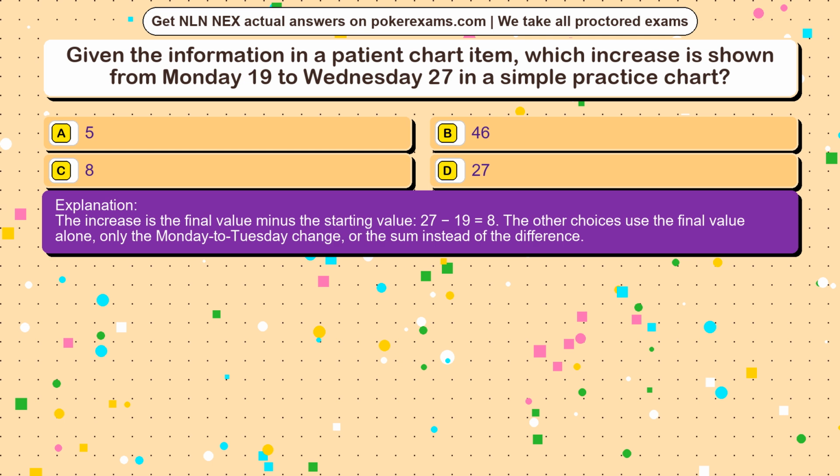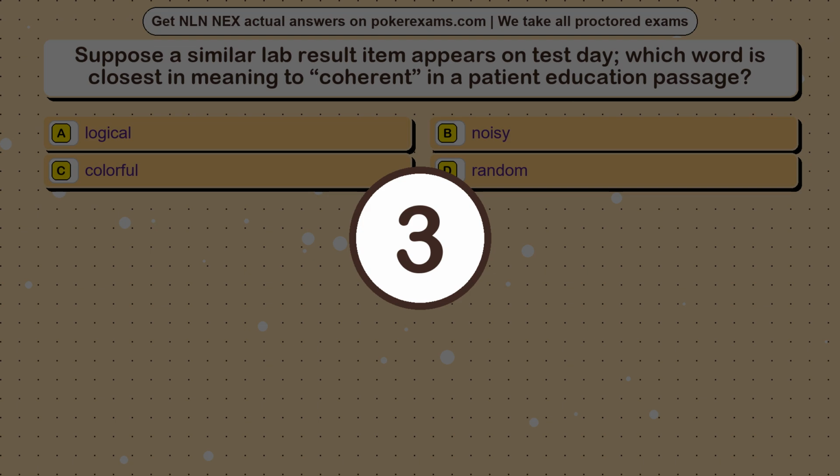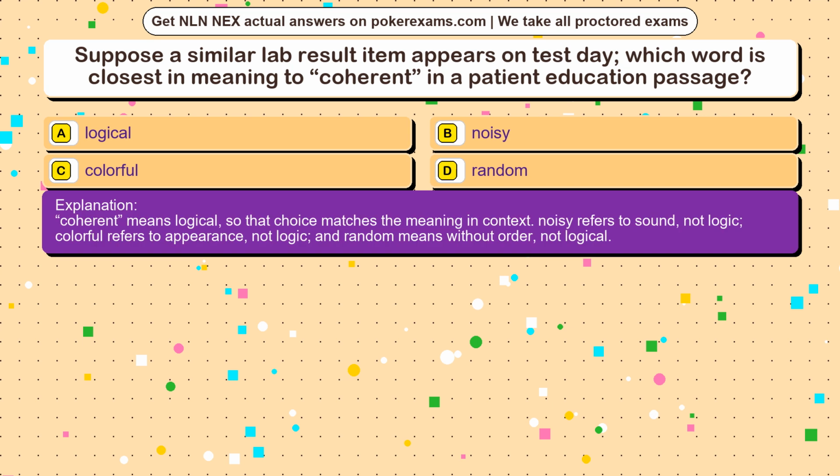Question 7. Suppose a similar lab result item appears on test day. Which word is closest in meaning to coherent in a patient education passage? Option A, logical. Option B, noisy. Option C, colorful. Option D, random. The correct answer is option A. Coherent means logical, so that choice matches the meaning in context. Noisy refers to sound, not logic. Colorful refers to appearance, not logic. And random means without order, not logical.